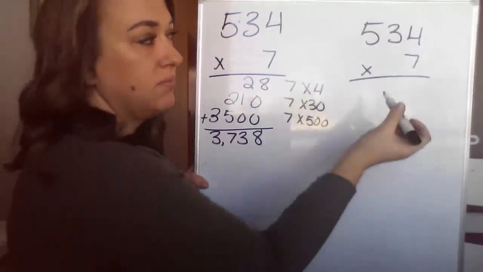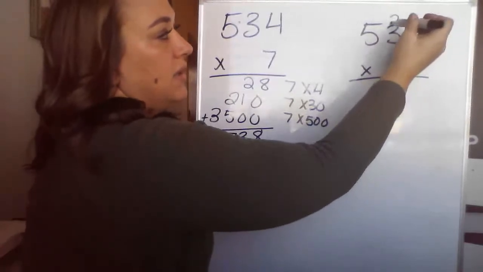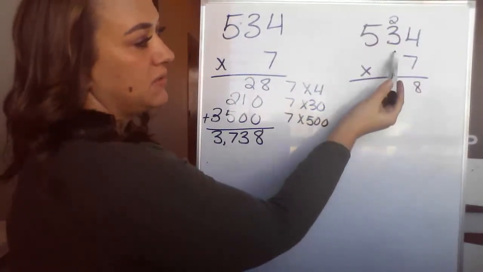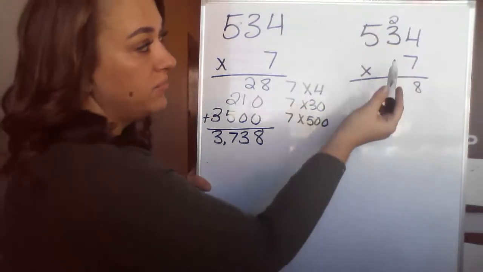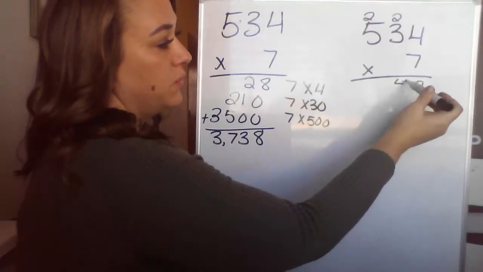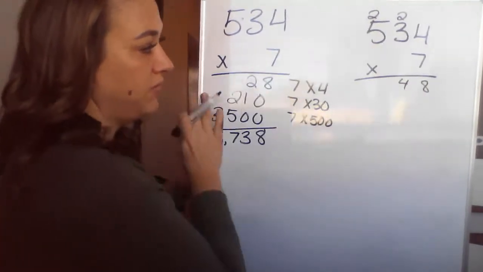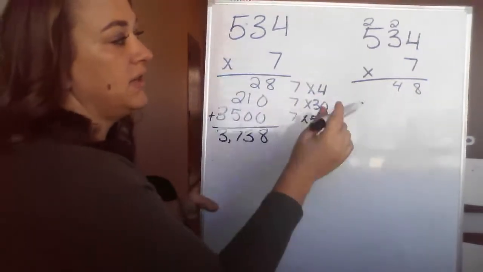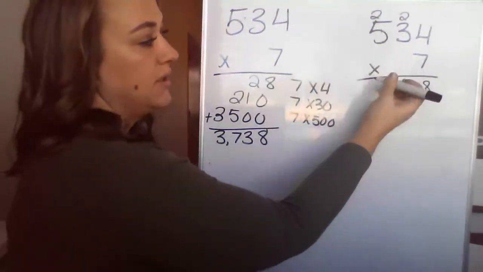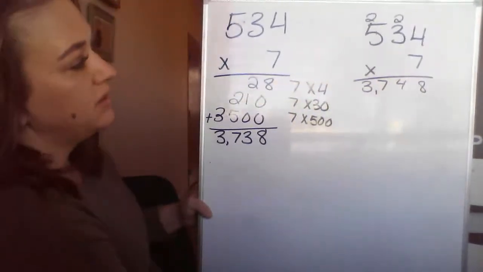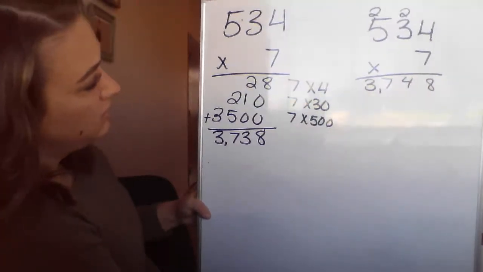Seven times 4, 28. Carry your 2, bring down your 8. 7 times 3, 21, plus 3 more gives us 24. So I carried my 2 and I brought down my 4. 7 times 5 gives us 35, plus 2 more, 37. 3,748. Oh, what did I do wrong?